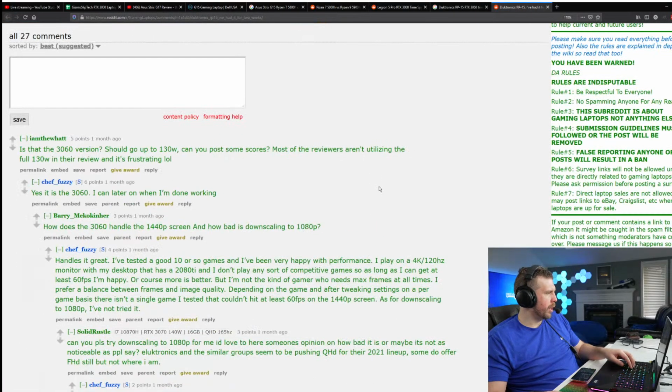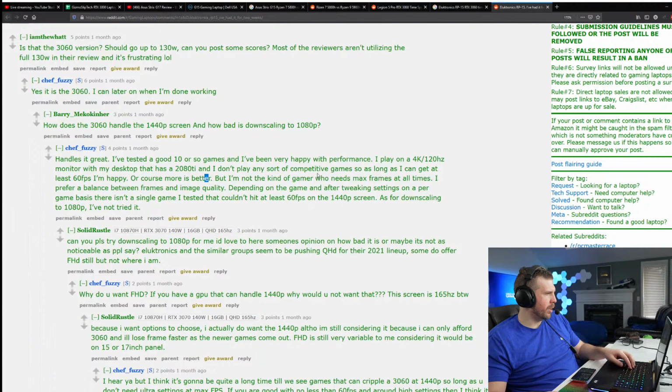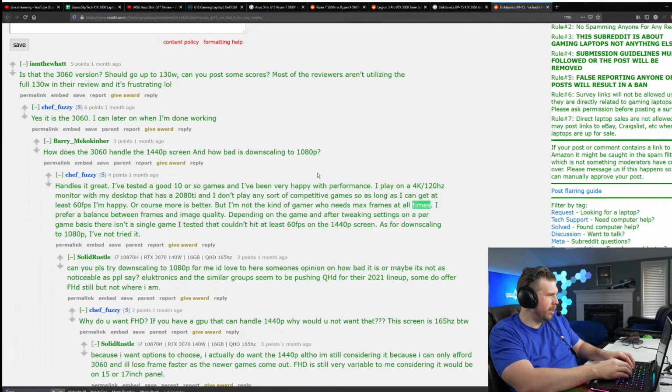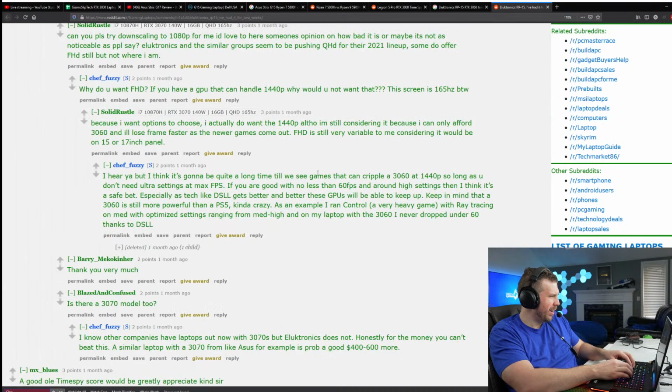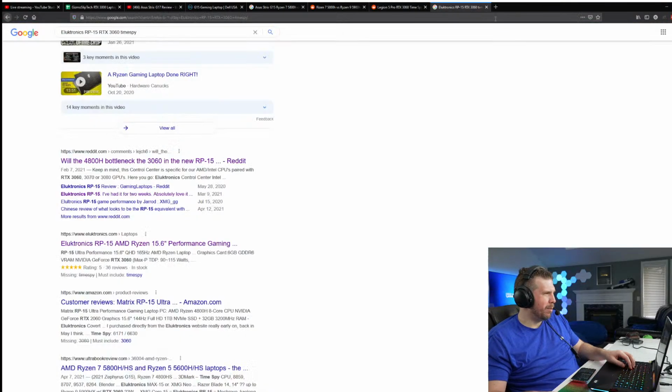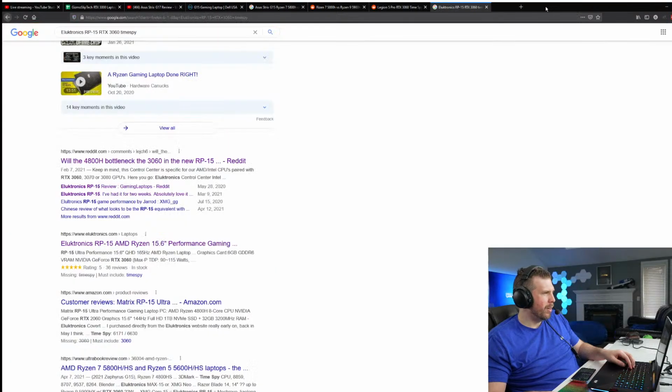RP15. I've had it for 2 weeks. Absolutely love it. Okay. Yes, it's the 3060. Nice. Okay. Cool. Let's see here. Do we have a Time Spy in this thread? The guy doesn't want to run Time Spy. No, he didn't run Time Spy. Come on, man. Let's see here. That's 10 months ago. Oh no.